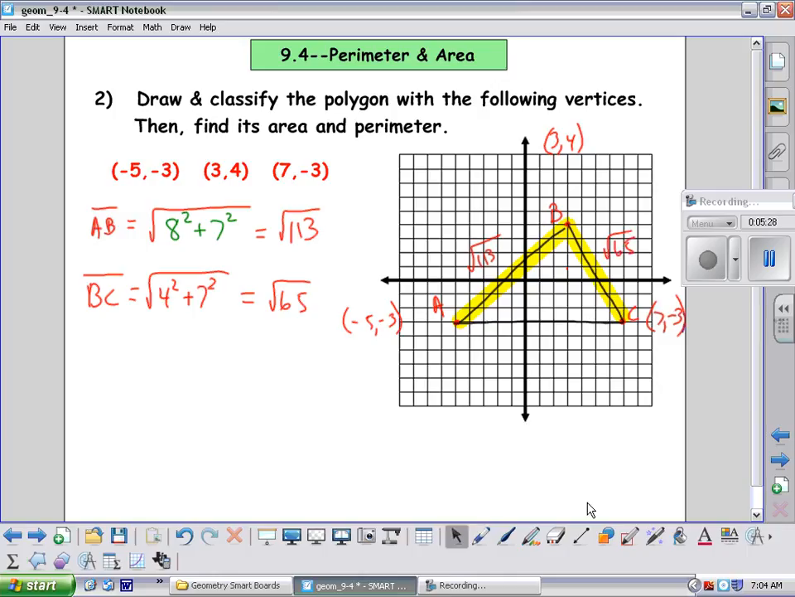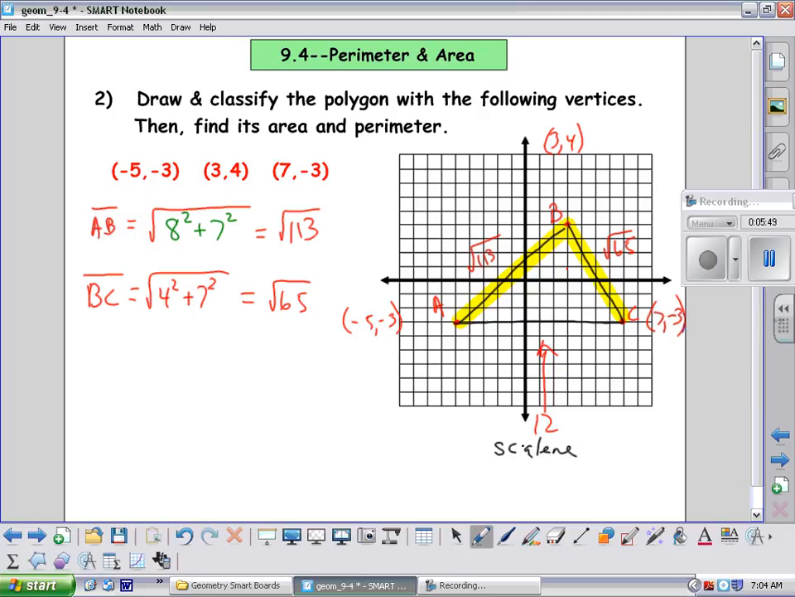Okay. Now, quickly across the bottom here, no extensive math needs to be done there, because from -5 to 7 is 12. So this is 12 units across right there. All right. So now I can quickly classify that as scalene because none of those are the same.